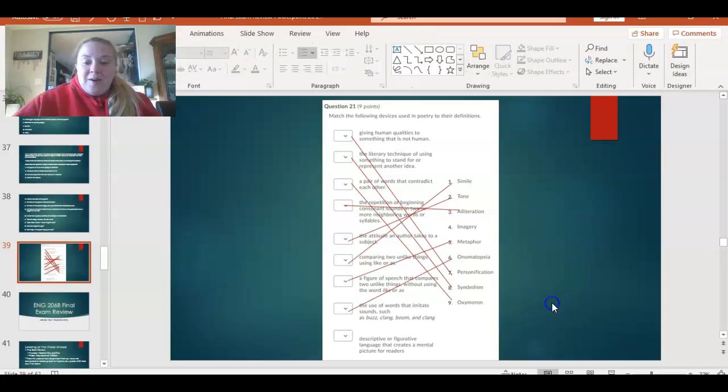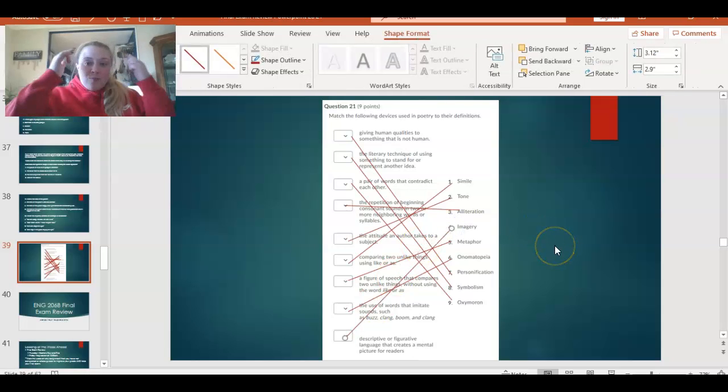Those are onomatopoeias. And that brings us to our last but not least definition, descriptive or figurative language that creates a mental picture for the reader. You guessed it, it is imagery. So imagery, think image, a picture in your mind.